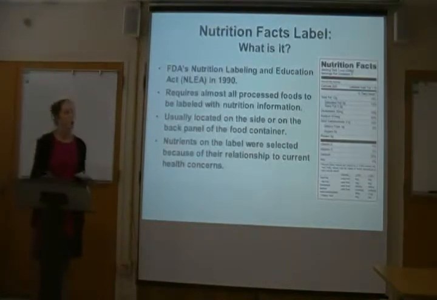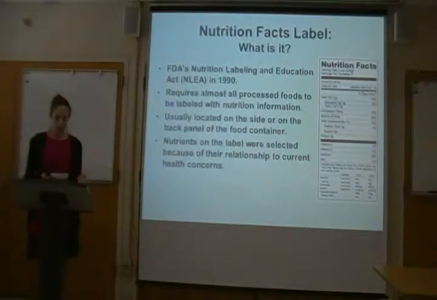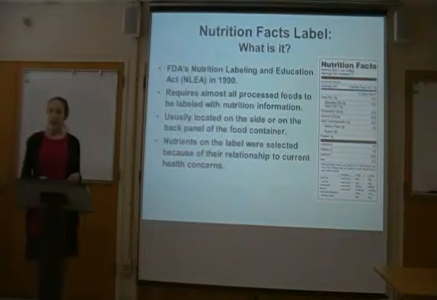The first question is, what is a food label? Well, to start, a nutrition facts label is a label that's found on either the side or the back panel of a food container. And it's basically on almost all processed foods, and it's required by the FDA's Nutrition Labeling and Education Act of 1990.